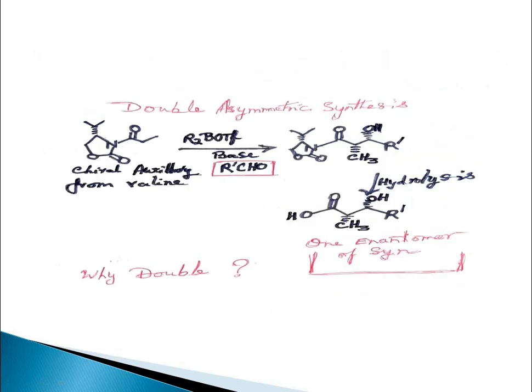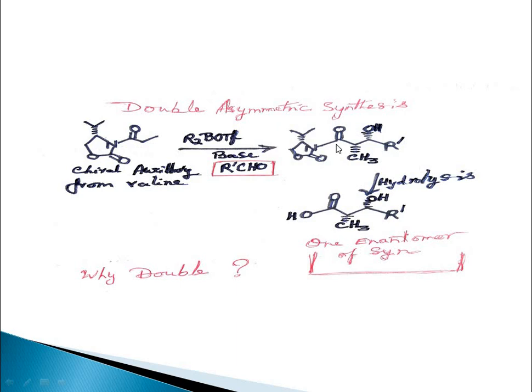But at the same time, as we talked earlier, we had either of the two forms as major. We got syn as the major product. Now how do we separate it further? Because the syn form will also have its enantiomer, that is, a mirror image. So how do we separate the enantiomers one from the other? First we have done diastereoselectivity. Now we will do enantioselectivity.